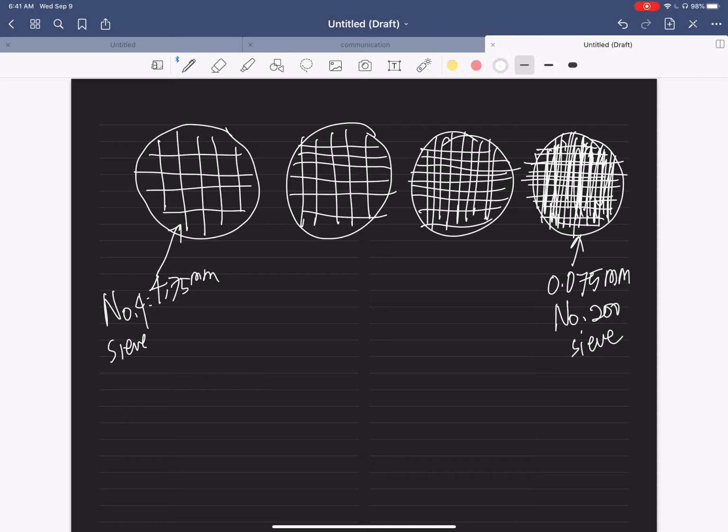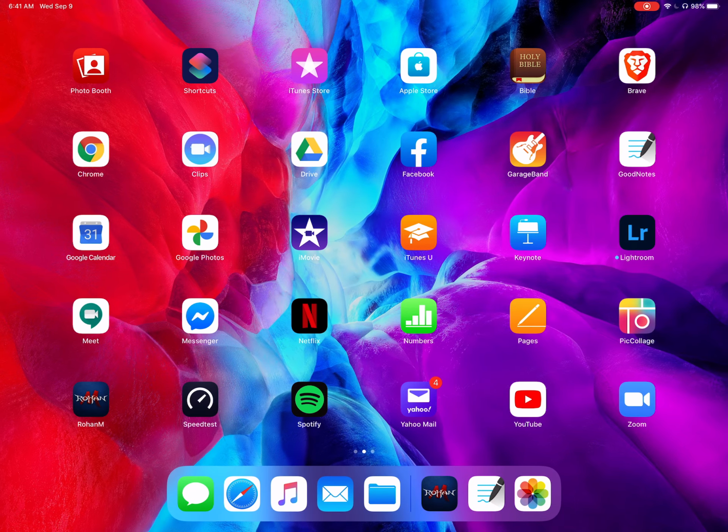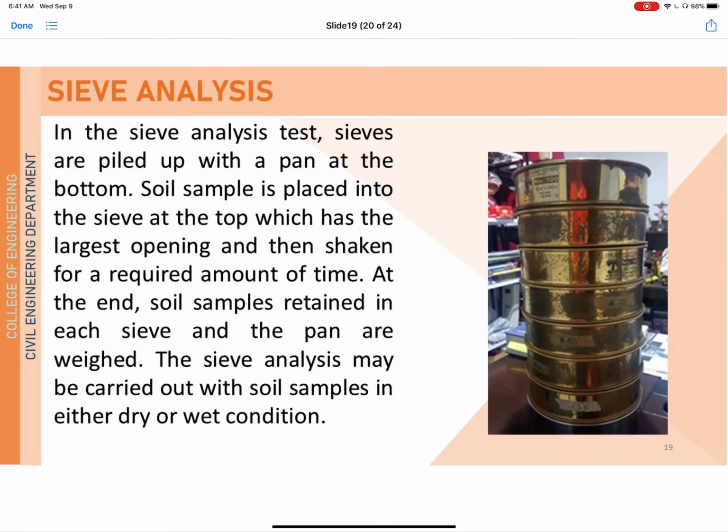So why did I put the number 4 as an example? Because of the procedure, let me show you the procedure. The sieves are piled up with a pan at the bottom. The pan at the bottom of course will catch all the soil after it passes through the series of sieves. The soil sample is placed into the sieve at the top. The largest opening is placed on the top, and the smallest sieve opening is placed before the pan.